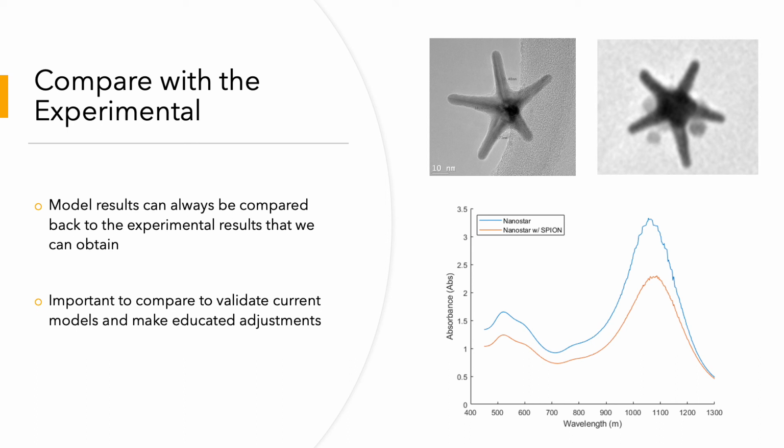The graph at the bottom of our slide here shows our absorption peaks experimentally measured in a UV-vis spectrometer. In blue, we have our bare nanostar, and in red, we have our nanostar with conjugated SPIONs. We can see while the absorption peak is slightly over our 1064 region that we're looking for, we do see the same characteristic dampening with the addition of SPIONs.